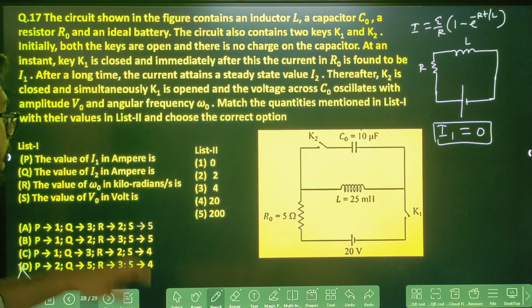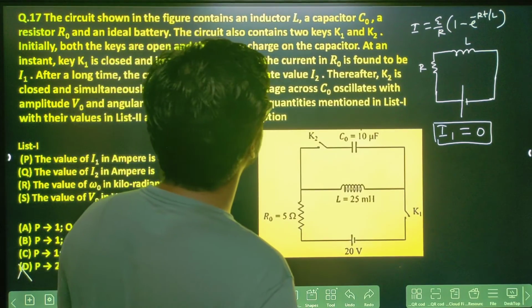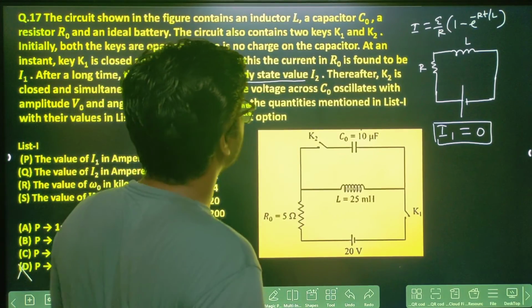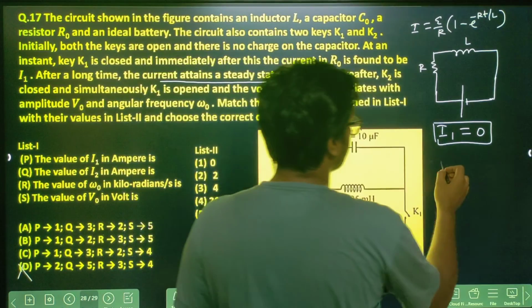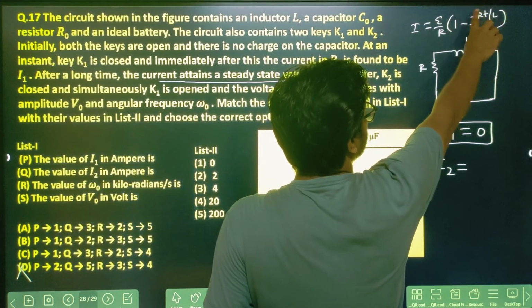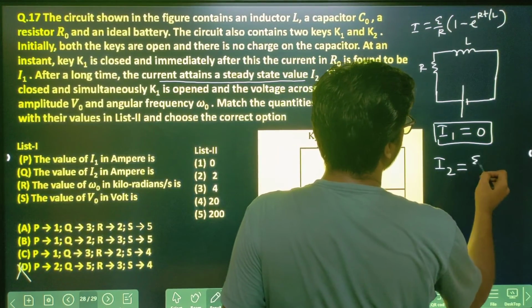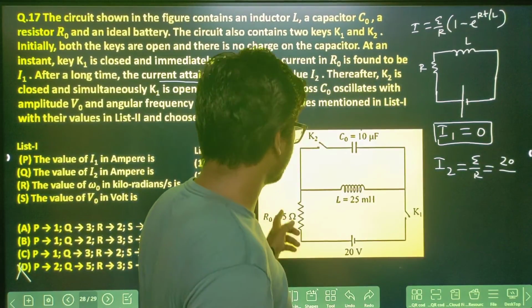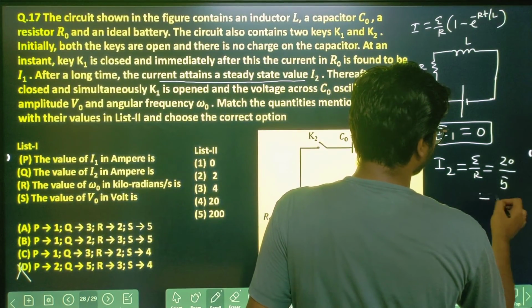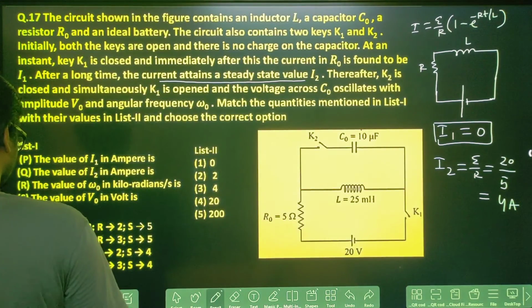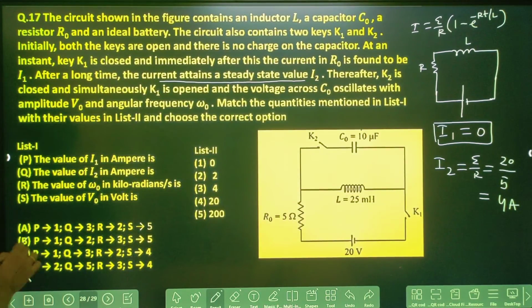Now next, the value of I2. Can you find out I2? I2 will be the current attained at steady state. So after some time you have to find out I2. Obviously after some time, steady state means what? This t equal to infinite, right? This term will be 0. So it will be E by R only. So E is given 20 volt and R is your 5 ohm. This will be 4 ampere. So this will be 3. So Q is 3. So B option is eliminated now.